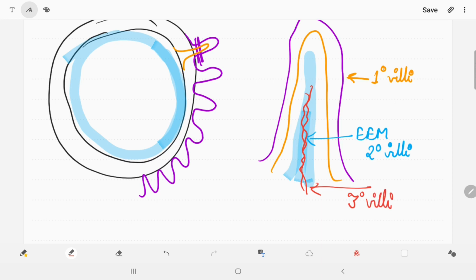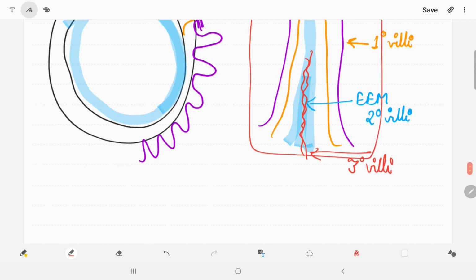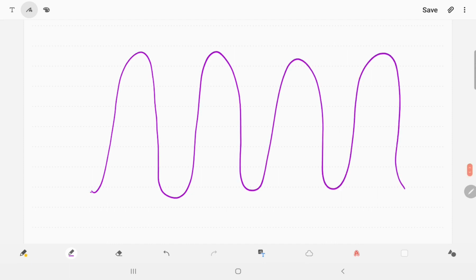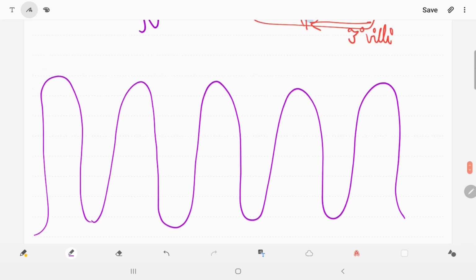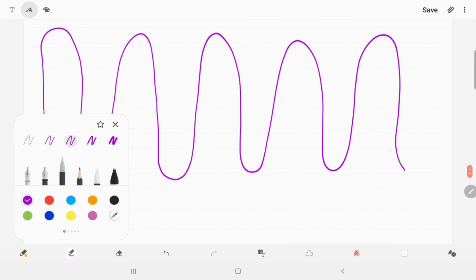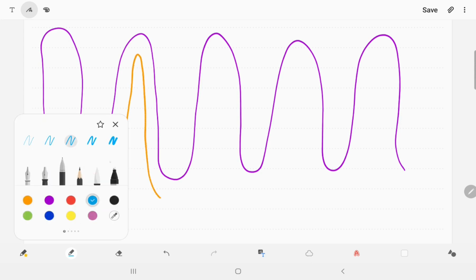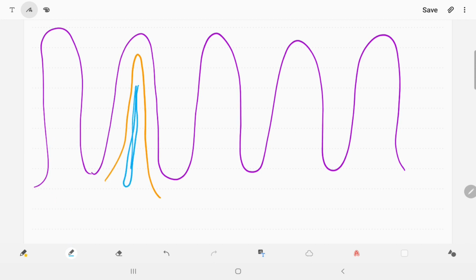Now, I will take this one step further. So this is one villus that I have shown you. What I'll do is, I'll make more such villi. This is present all around the baby, right? I have formed so many villi. There are actually many villi, okay? So this is the villus. This is the cytoplasm. This is the extraembryonic mesoderm. And then this is the blood vessel which is running inside.